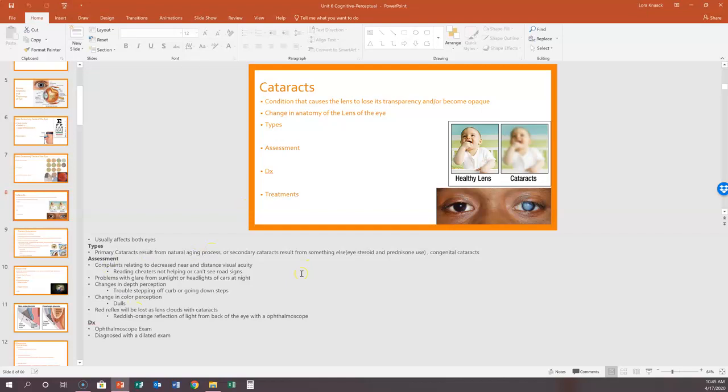There's a couple of different types. You have primary and you have secondary. Primary is due to the natural aging process. Secondary results from something else. Eye steroids or prednisone use can cause cataracts.